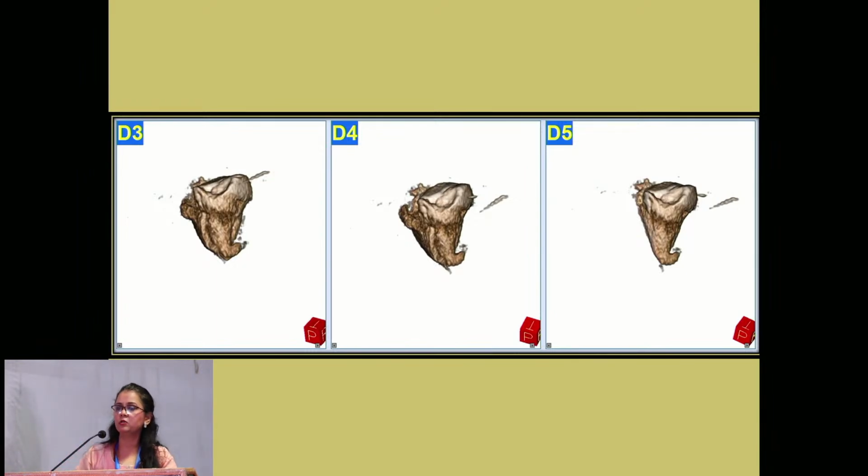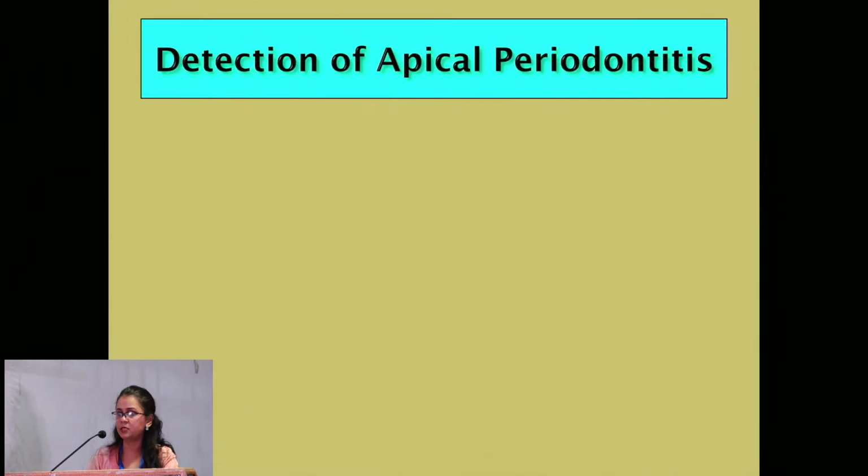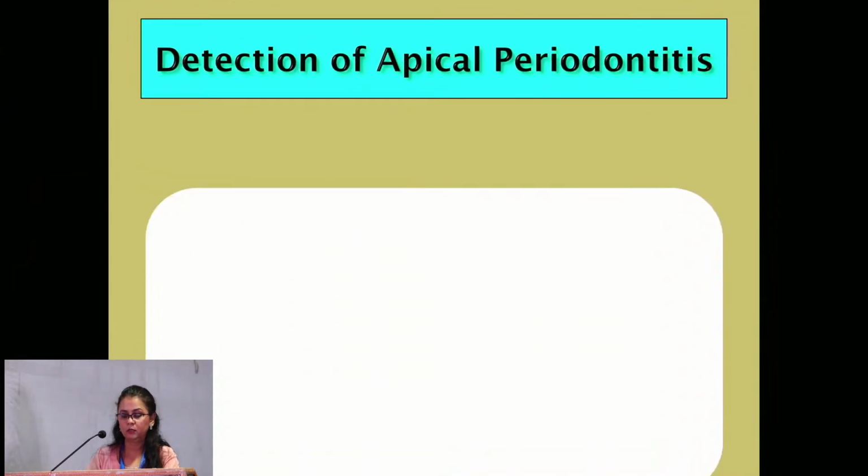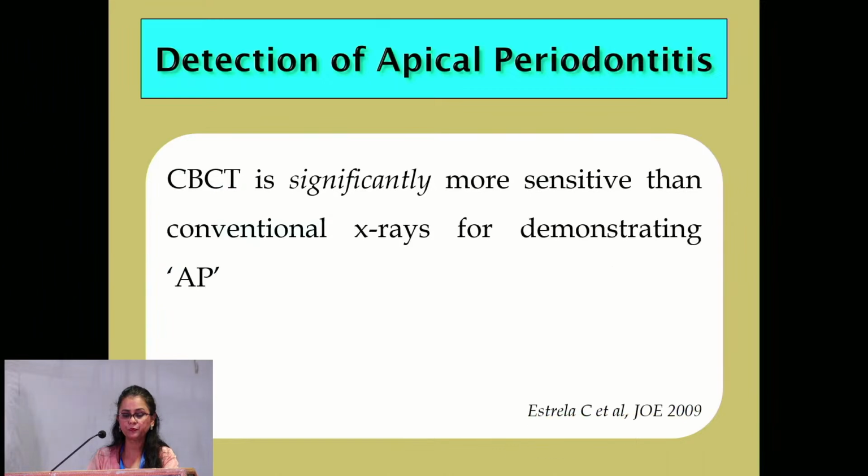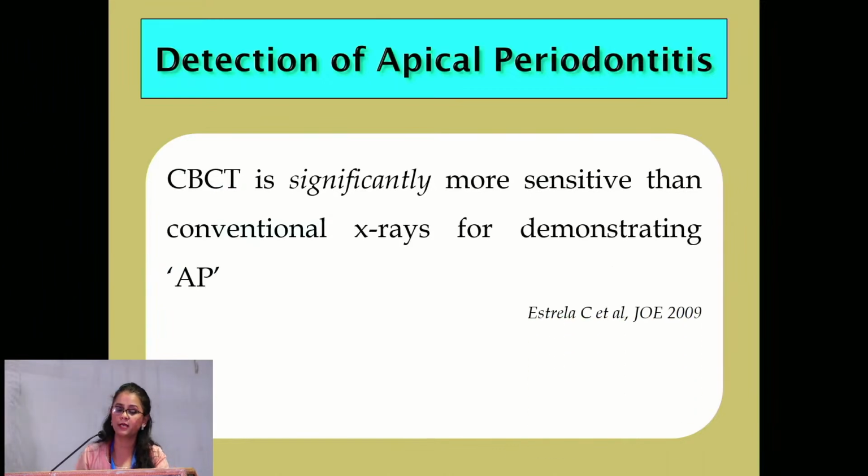So it is like just playing with the tools of your machines. Just as you play with your phone, the more you get versed with the technology, the more you will explore and the more comfortable you are with the various tools that are present in the CBCT. So the literature also says that CBCT is significantly more sensitive than conventional X-ray for demonstrating any apical periodontitis case.